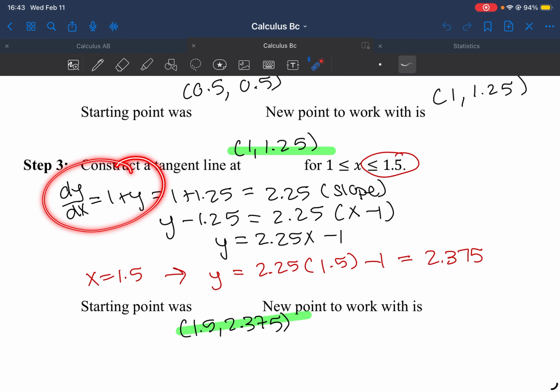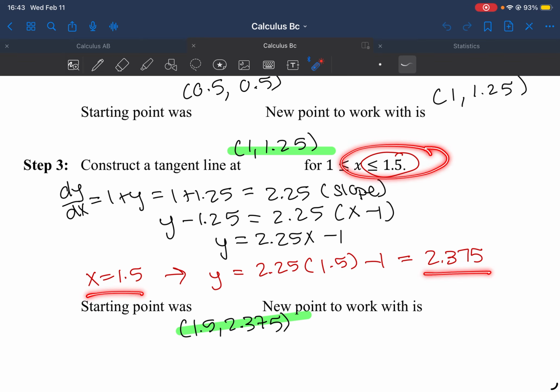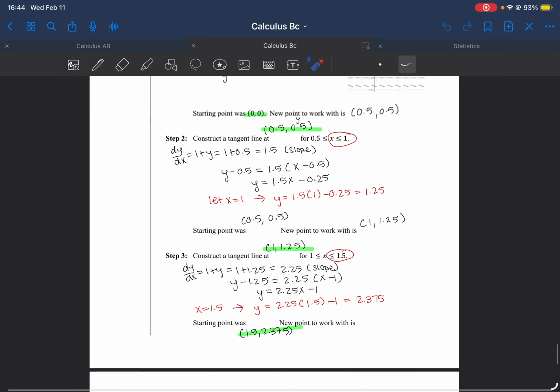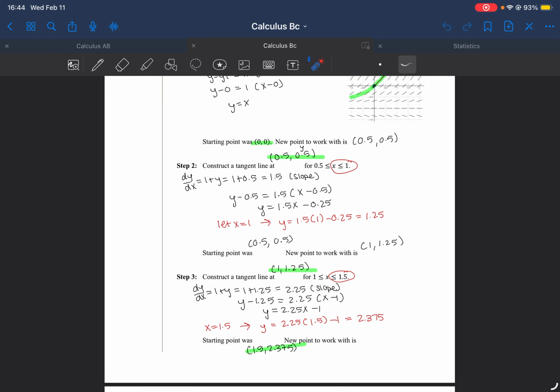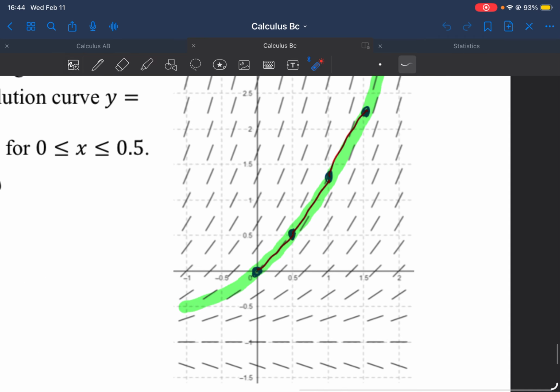And then I do that process one more time. So I have dy/dx is equal to 1 plus y. I plug in 1.25 for my y and get 2.25 for my slope. Do my point slope formula, and I end up with y is equal to 2.25x minus 1. Plug in my bound of 1.5 in for x, and I get y is equal to 2.375. So that ends up with my answer, my new point of (1.5, 2.375). So with all those points, and I highlighted them in green, starting with (0, 0) and ending in (1.5, 2.375), I actually can plot those points here.